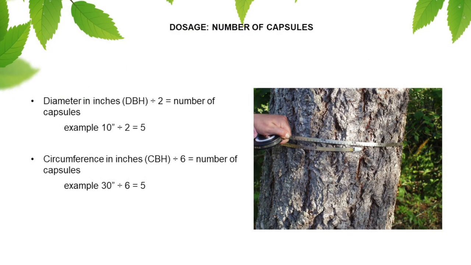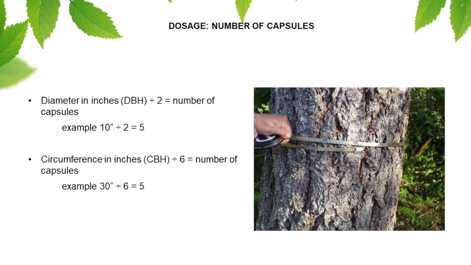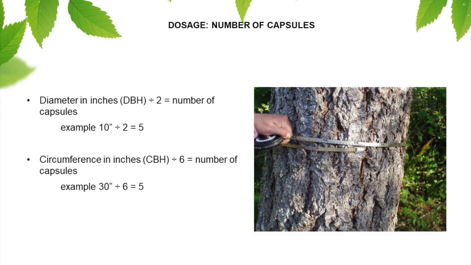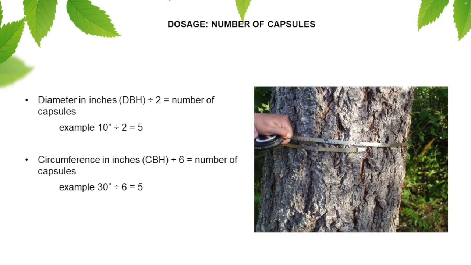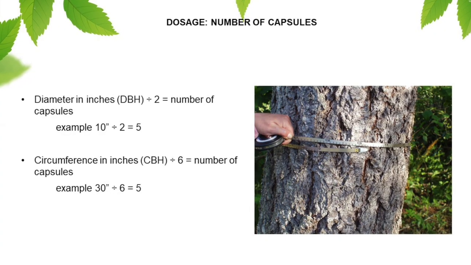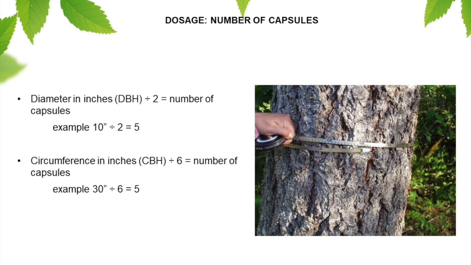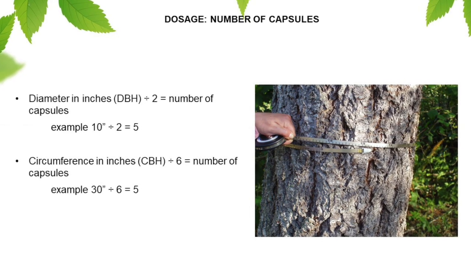Dosage, number of capsules. Calculating the number of capsules is very easy. Again, round up if the measurement results in an odd number. In this example, we are measuring the same tree, and as you can see, the number of capsules is the same whether measuring diameter or circumference.